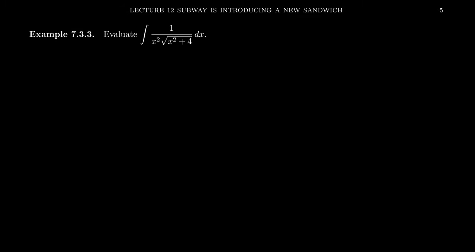Let's look at another example of calculating an integral that's going to require trigonometric substitution. Let's evaluate the integral of the function 1 over x squared times the square root of x squared plus 4 with respect to x. So much like our previous examples in this lecture, this square root of x squared plus 4 really indicates that we should be using some type of trigonometric substitution because we have a square root with the sum or difference of squares inside of it.